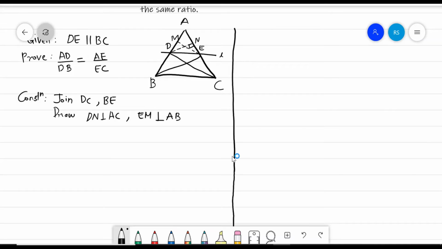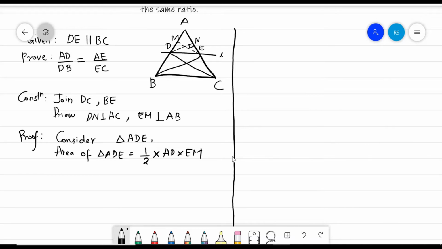First let us consider this triangle, that is ADE. Proof: consider triangle ADE. We have to find the area of this triangle. So area of triangle ADE. How do we find the area? That is half base into height. So half, we will take base as AD, and the height will be this perpendicular, that is EM.